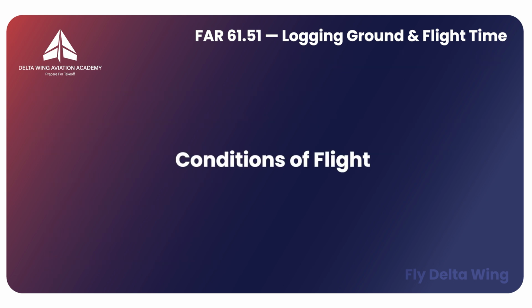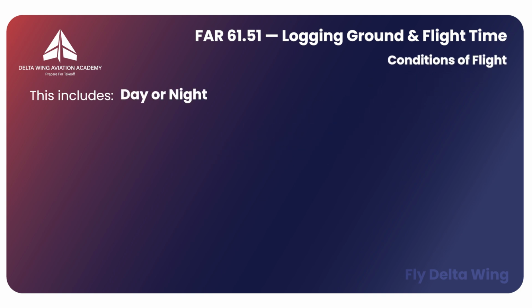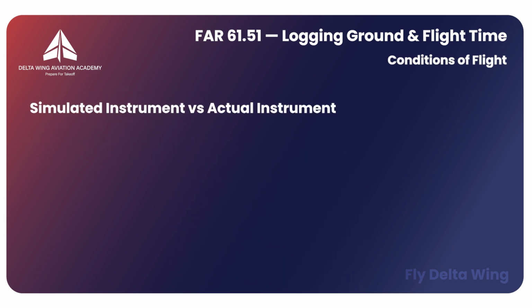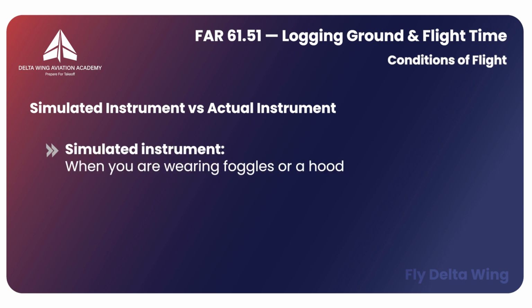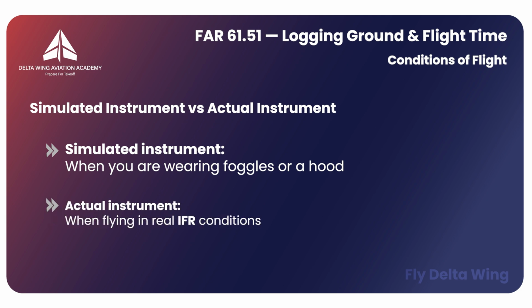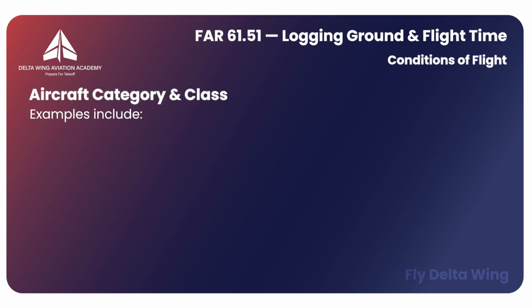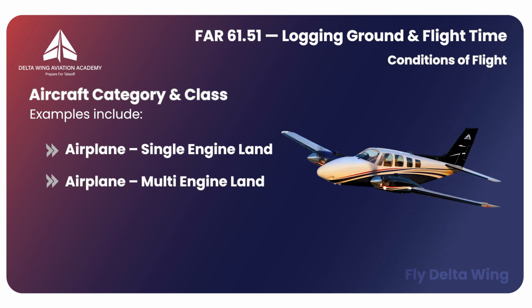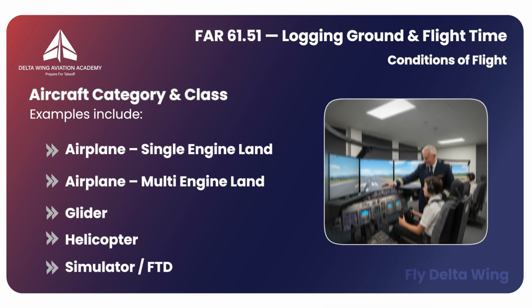Next is conditions of flight. This includes day or night. Nighttime is defined as between evening civil twilight and morning civil twilight, when the sun is 6 degrees below the horizon. Simulated instrument versus actual instrument. Simulated instrument is when you are wearing goggles or a hood. Actual instrument is when flying in real IFR conditions. Aircraft category and class examples include airplane single-engine land, airplane multi-engine land, glider, helicopter, simulator/FTD.